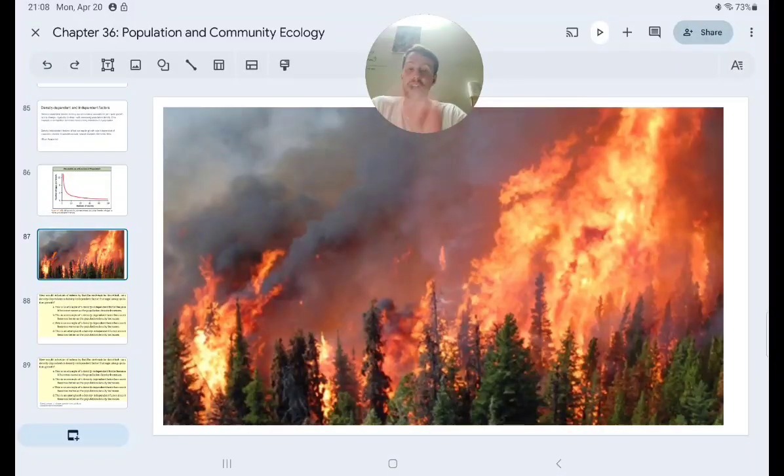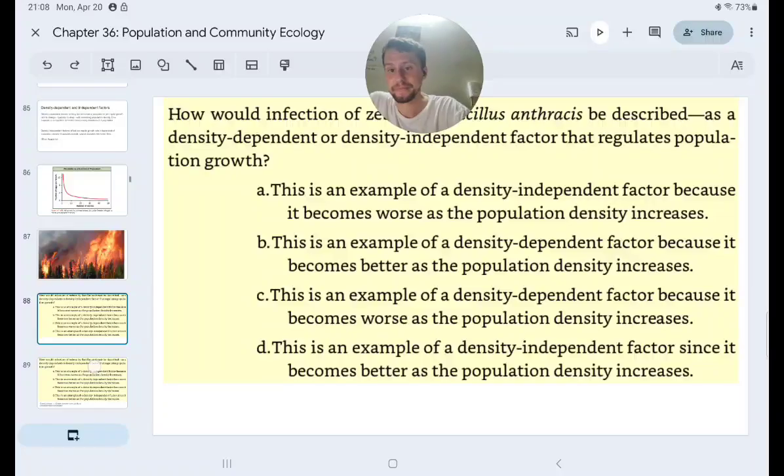Here's a wildfire. Wildfire, right? If we look at butterflies in a forest, yeah, the butterfly population will be affected by a wildfire, but it's not the butterflies causing the wildfire. At least I don't think so.